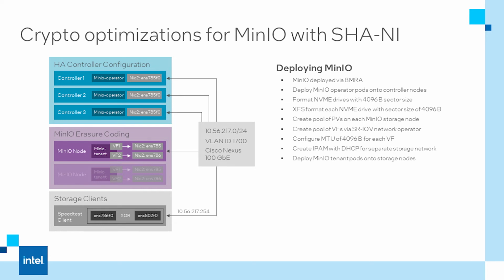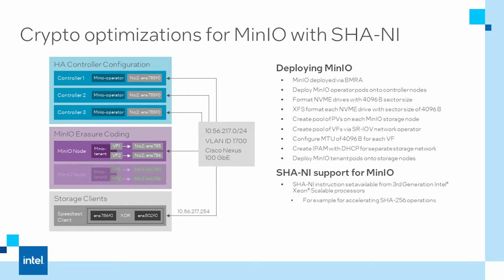As mentioned, with third-generation Intel Xeon Scalable processors, we have access to the SHA-NI instruction set, which can be used, for example, to accelerate SHA-256 hash operations. As part of this demo, we leverage a set of updates to the Golang libraries that leverage the underlying SHA-NI ISA. In turn, our MinIO pods directly benefit from this enhancement as they are built on top of these updated Golang libraries.